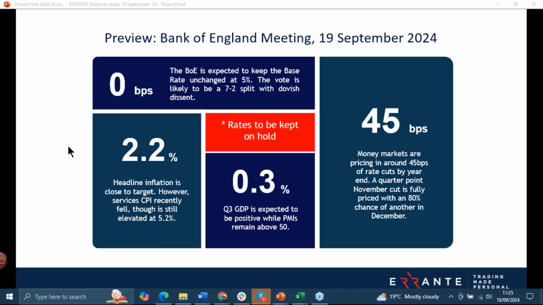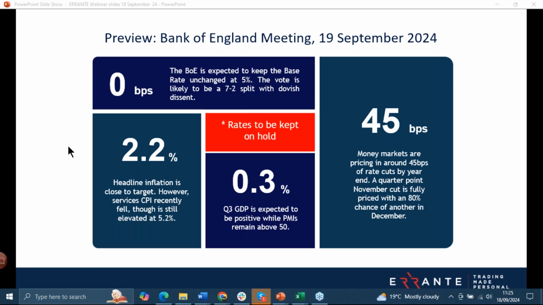The base rate is expected to stay at 5%. The vote is probably likely to be 7-2. Remember, it was 5-4 last time, a rare 5-4 that is. So 7-2 likely this time, with Ramsden and Dhingra probably going to vote for another rate cut.